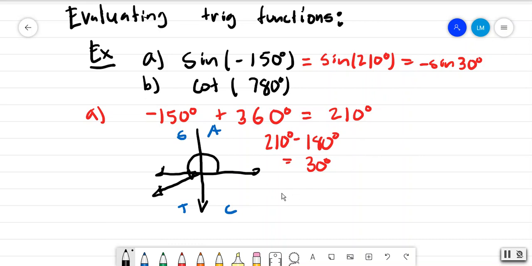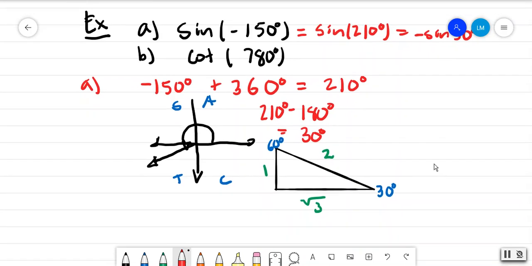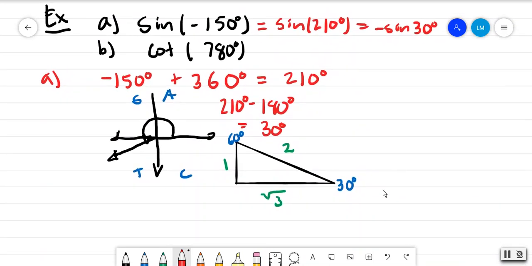The question becomes, how do I know what sine of 30 is? Sine of 30 is basically determined by those trig triangles that you looked at. So this is 1, root 3, and this is 2. And what are those angle measures? Well, this one is 60 and this one is 30. Remember that sine is opposite over hypotenuse. So the opposite of 30 is 1 and the hypotenuse is 2.